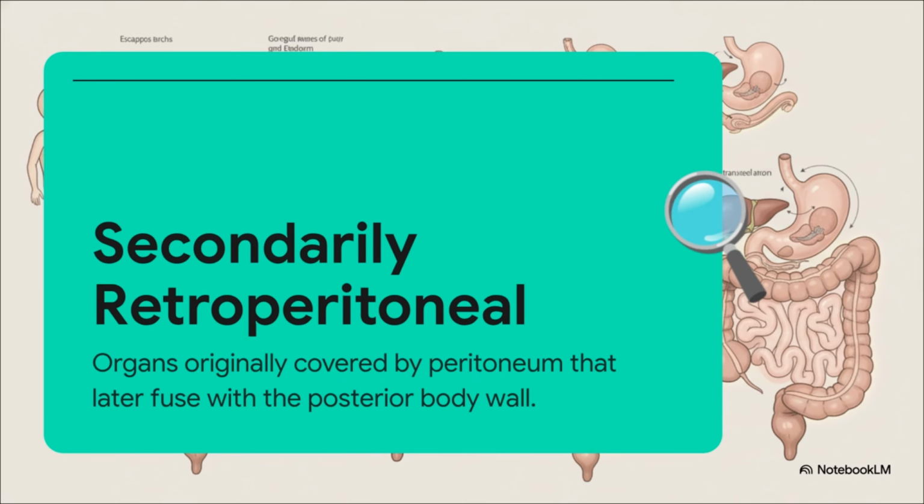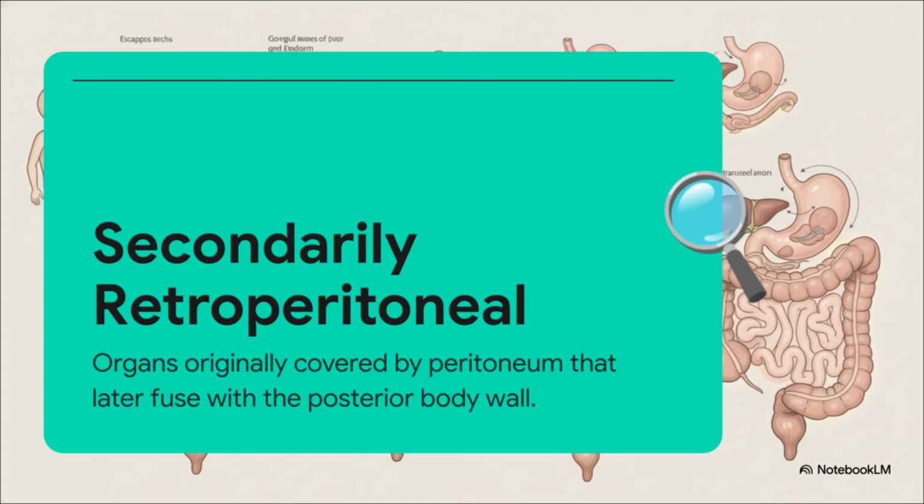And that exact fusion mechanism brings us to a completely crucial board exam definition, secondarily retroperitoneal. Basically, these are organs that started out floating freely, fully covered by peritoneum and suspended by a mesentery, but later got plastered and fused to the back body wall. The pancreas is a perfect example of this. The duodenum, except for the very first part, the duodenal cap, also becomes secondarily retroperitoneal.